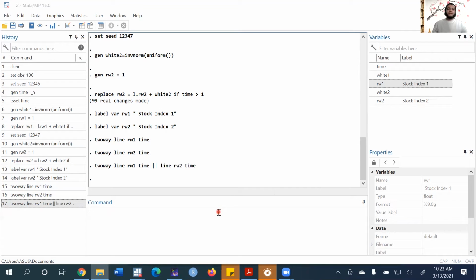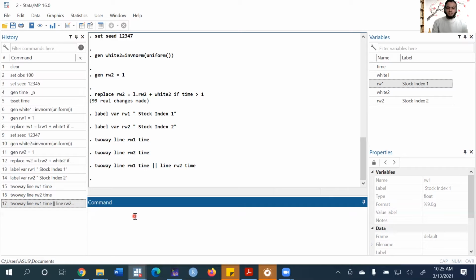Now we are going to empirically test whether the series are stationary or not, and then we will discuss how spurious regression will occur if non-stationary time series variables exist. To check the unit root problem in our time series variables, we mostly use the augmented Dickey-Fuller test. For that, we first need to select the appropriate lag for the unit root test. To check the appropriate lag, we just write varsoc for the variable we want, the stock index 1, so RW1.